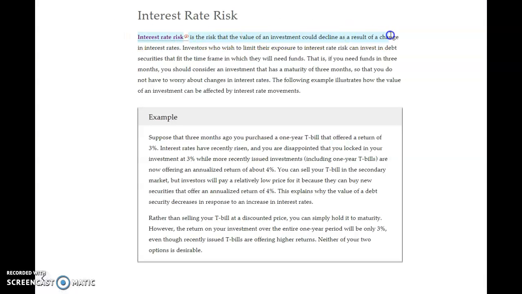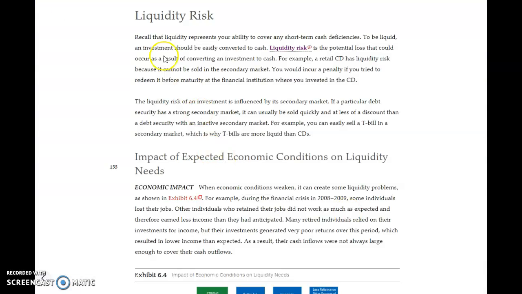Interest rate risk is the risk that the value of an investment could decline as a result of a change in interest rates. And then the example, you might want to look at that just in case it pops up again on the homework.